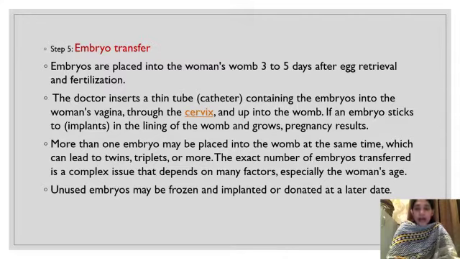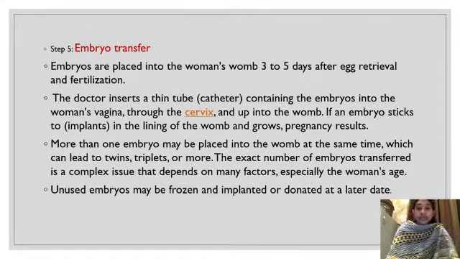So this is how a woman will conceive and will implant the embryo into the lining of the womb, which will result in pregnancy. Clear? Now here is some additional information: more than one embryo may be placed into the womb at the same time. That will lead to twins, triplets or more, and that completely depends on certain factors which will be decided by the doctors.